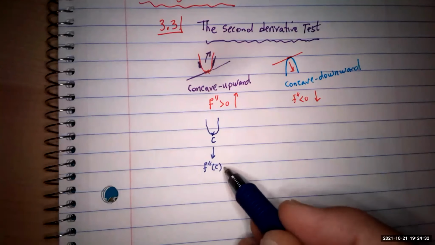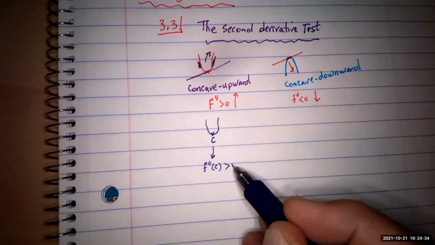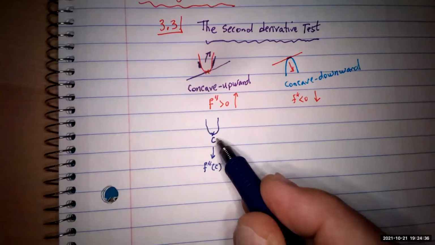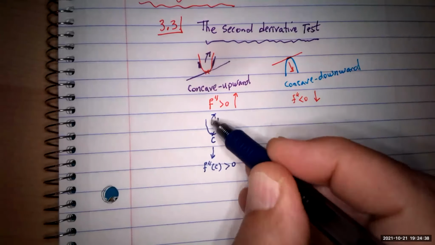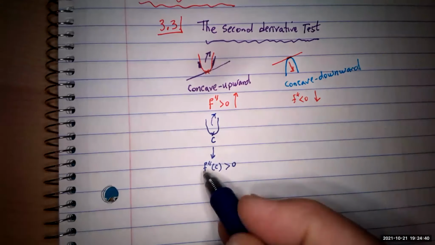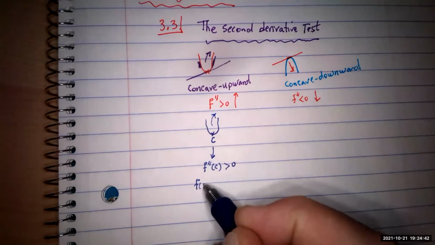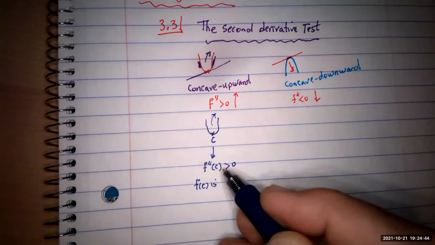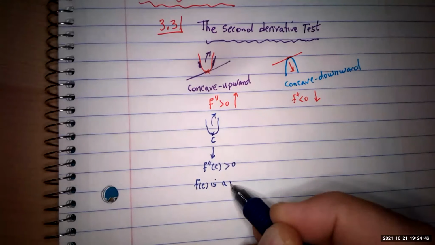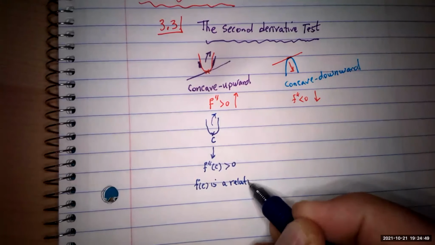If f double prime of C is going to be positive, this means at C the graph is going to be curving upward. If it's going to be curving upward, this f of C is going to be a minimum. Okay, this would be a relative minimum.